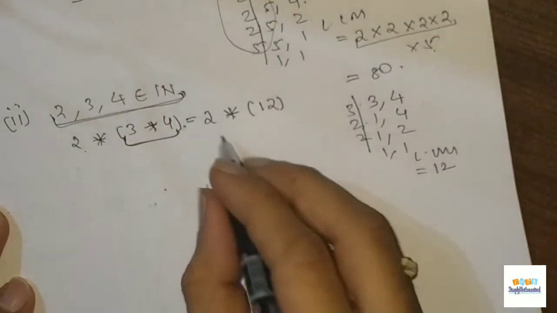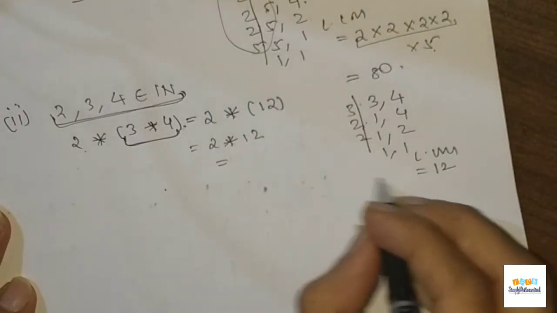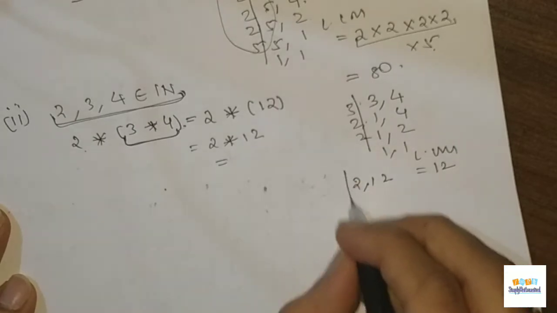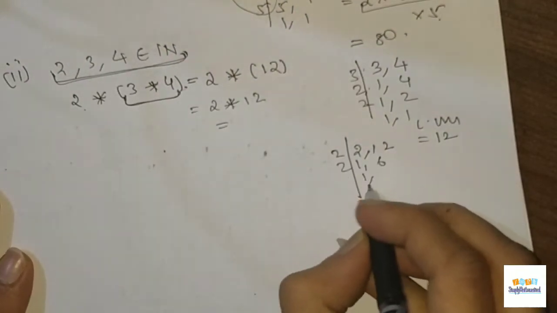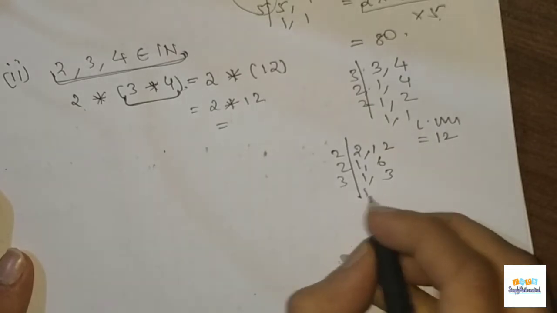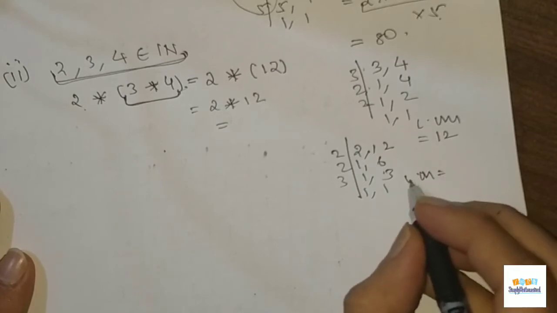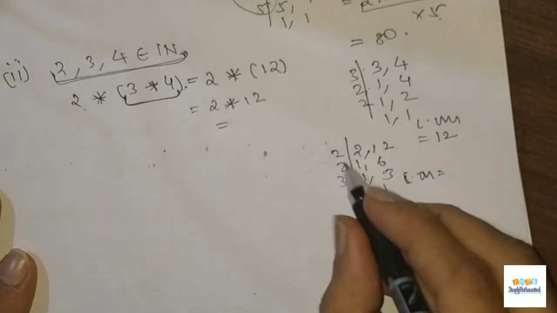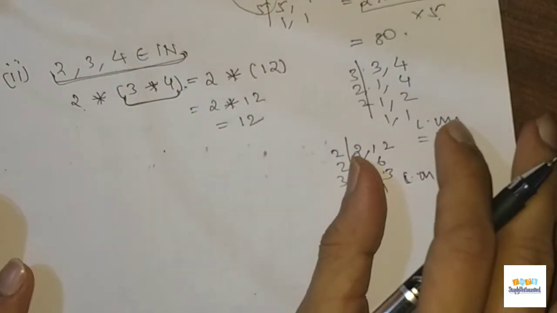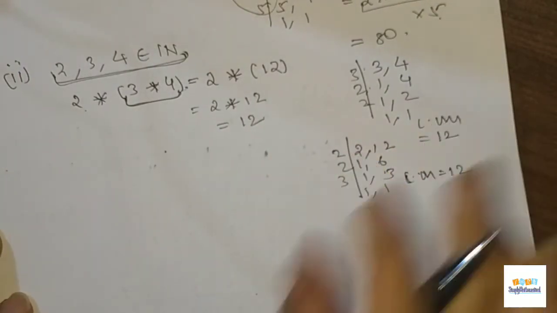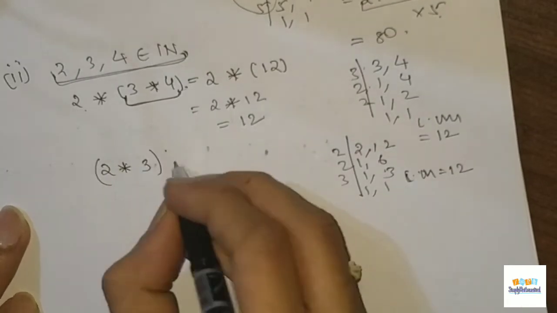Okay, then how to calculate this? This is 2 star 12, no? So 2 star 12 means LCM of 2 and 12. So 2 1s are 2, 2 6s are 12, 1 as it is, 2 3s are 6, 3 1s are 3. Okay, and then LCM will be what here? It is 2 into 2, 4, 4 into 3 is 12. Okay, so LCM is 12, right? Like this. Now let us check this: 2 star 3, right, star 4.